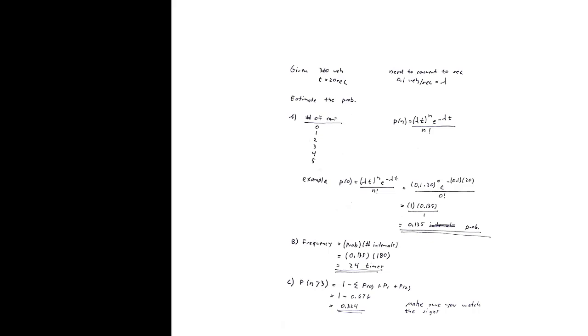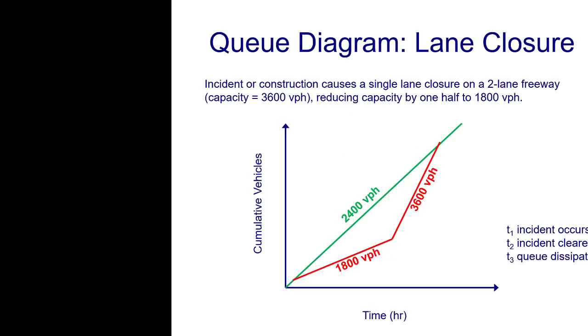And in this case, what's the probability of n being greater than 3? It's equal to 1 minus 0.676, which is equal to 0.32. This style of problem should take you, again, just a few minutes to do. Next, we're going to talk about Q diagrams.